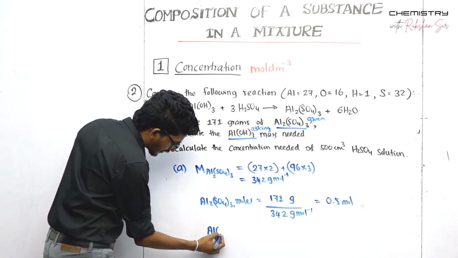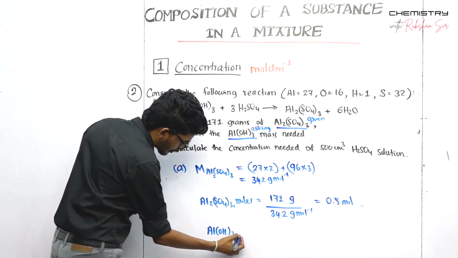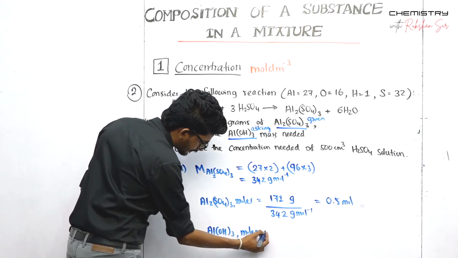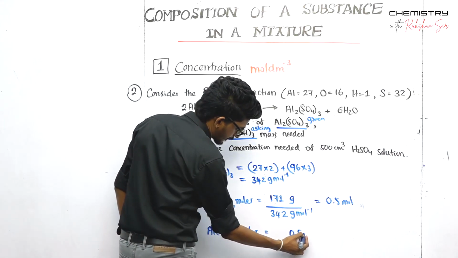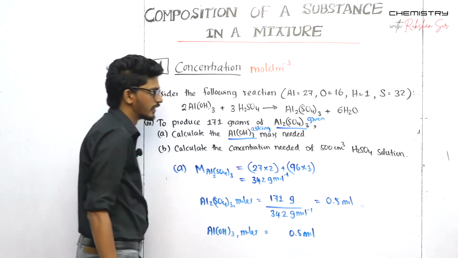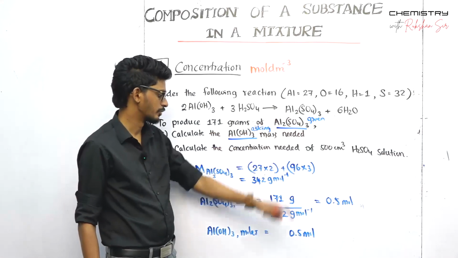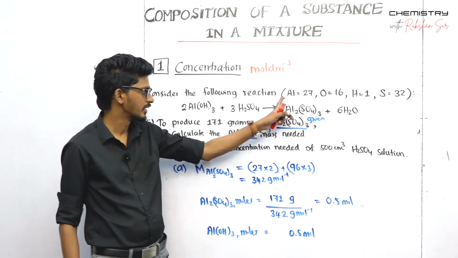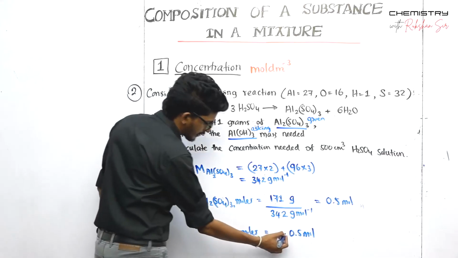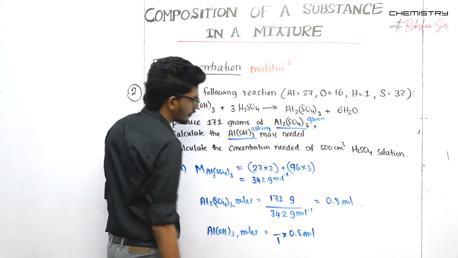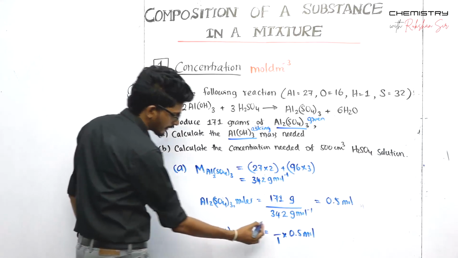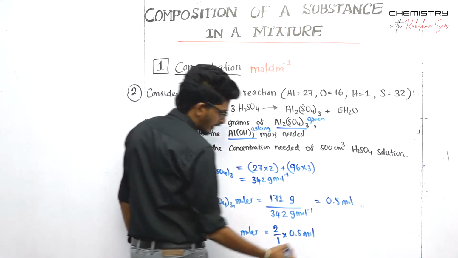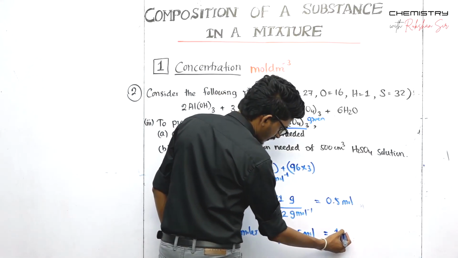So, aluminum hydroxide moles. 0.5 of aluminum sulfate is representing one portion. We need such two portions. So the value is just 1 mole.